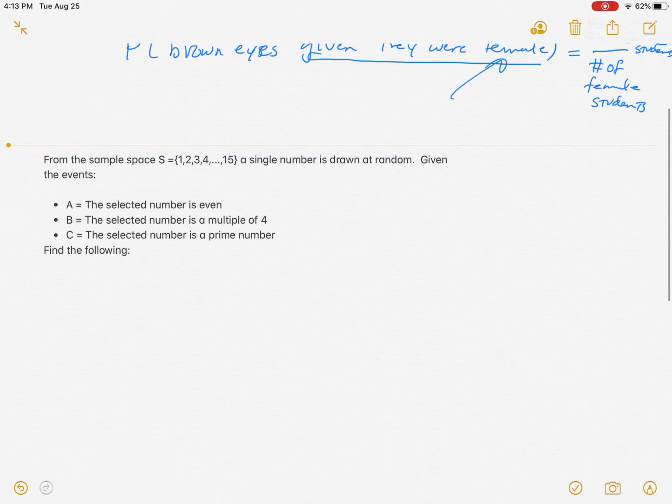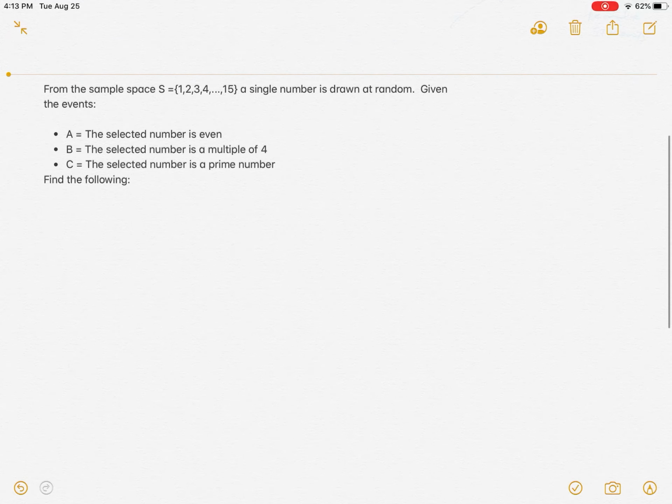So I looked in the book and found this example that I thought was understandable enough to give you an example of conditional probability that I don't think will get away from us. We have a sample space that consists of all the whole numbers between 1 and 15, so 1, 2, 3, 4, all the way up to 15. We're going to draw a single number from that. Event A will be the number is even, event B would be the number is a multiple of 4, and event C would be the selected number is a prime number. Then it will say find the following.